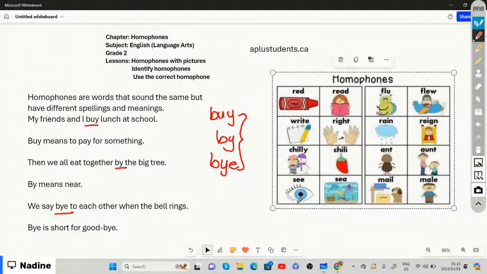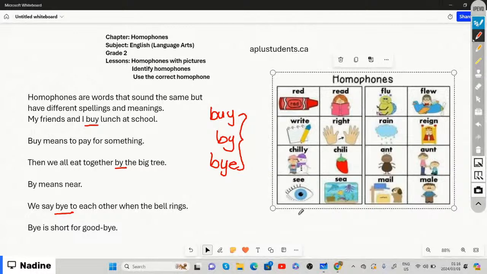Then we have flu and flew. The first, flu, is when you're ill or you're sick, right? You have a fever. And then flew is when we are flying, right? It's the past tense of fly, which is flew. Then we have rain and reign. The first, rain, is when, depending on the weather, clouds are full and now it's starting to rain, droplets of rain. And then the other word, REIGN, is for example when the kings and queens sit on the throne and they rule and they reign. That is the other word.